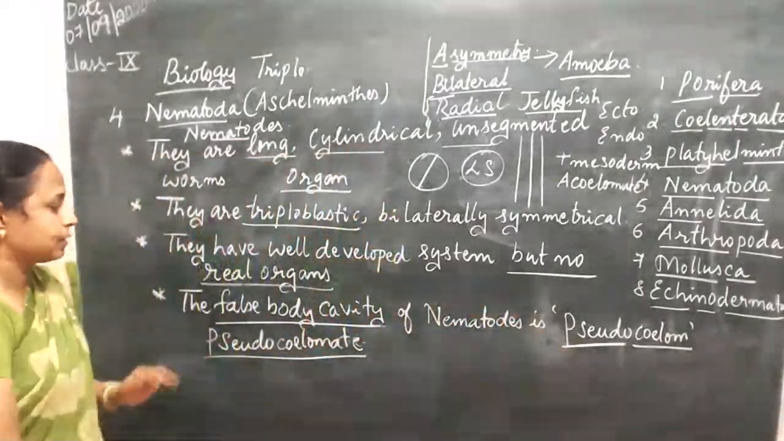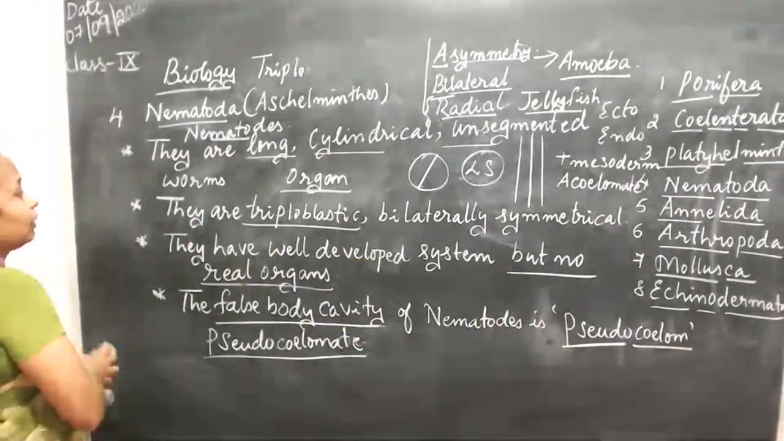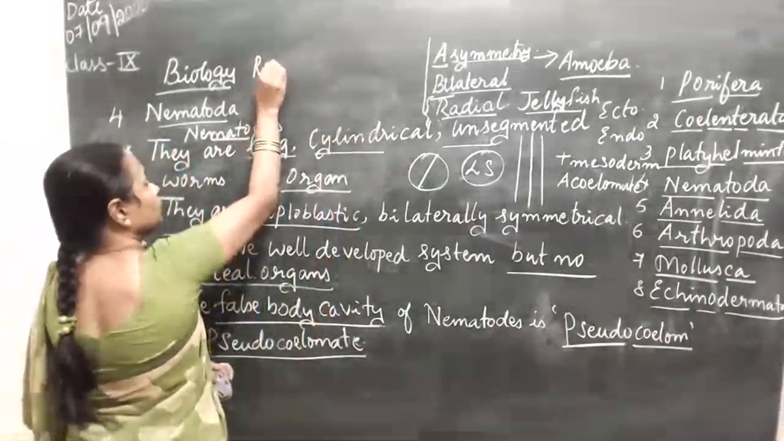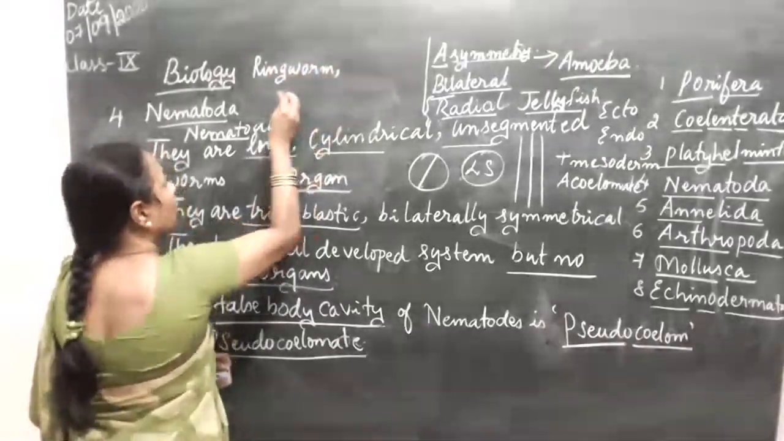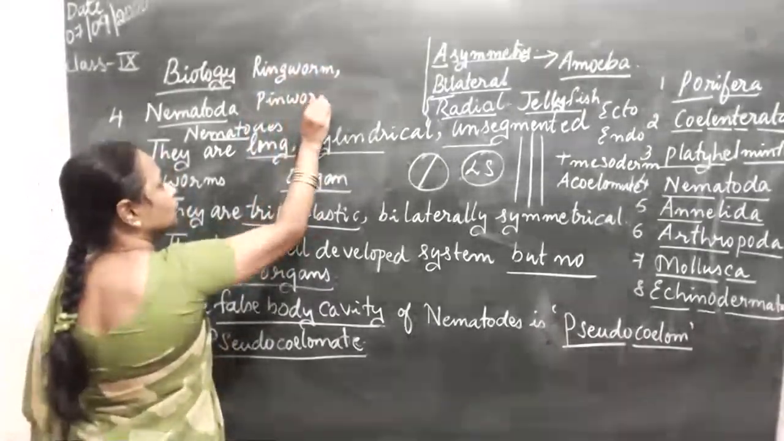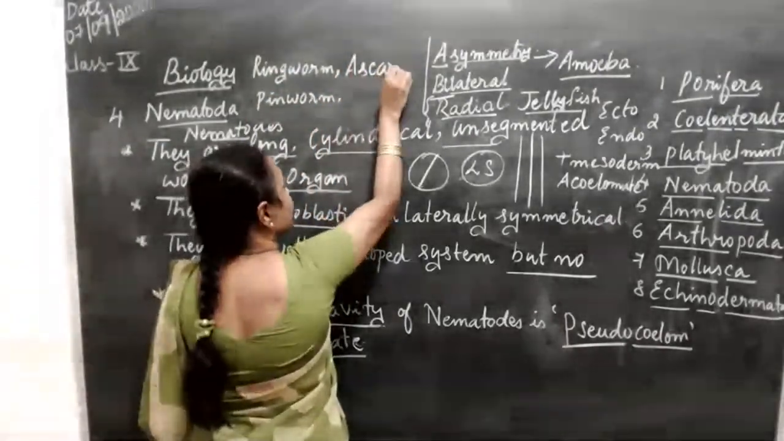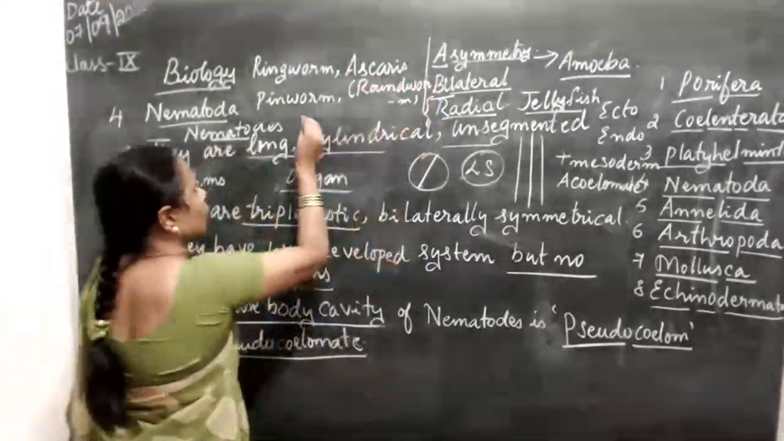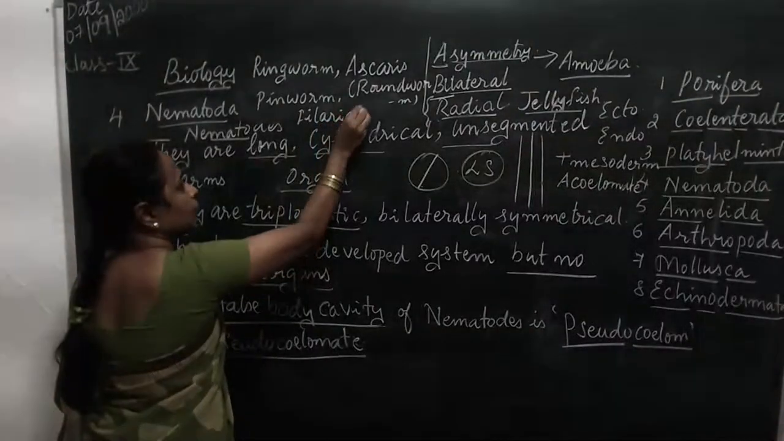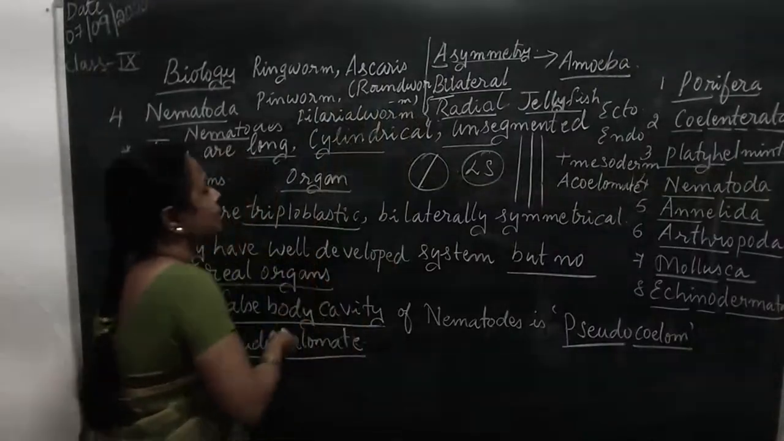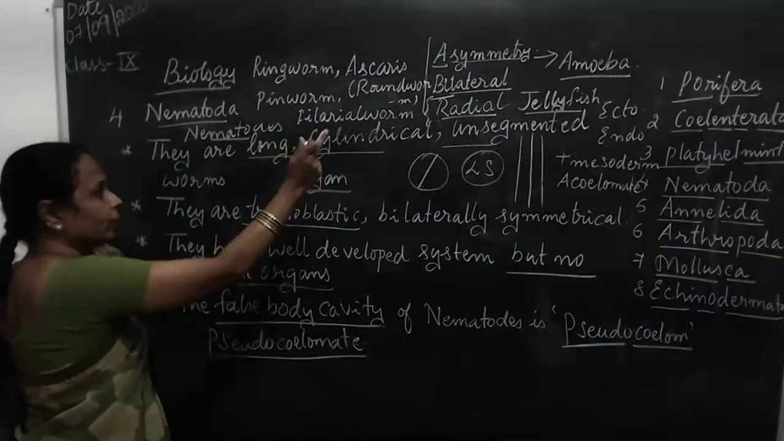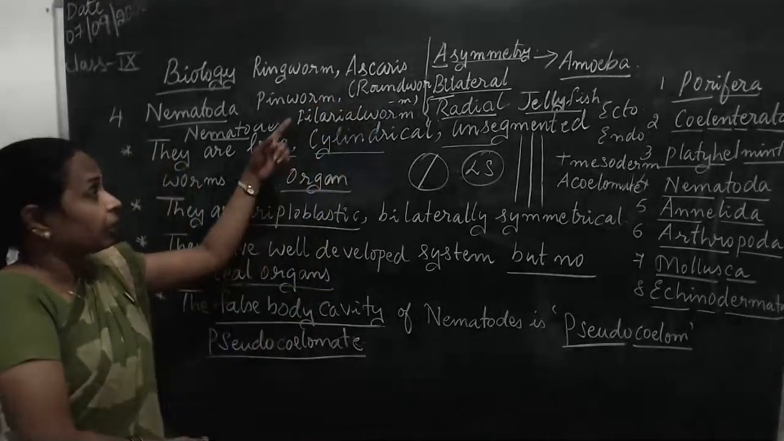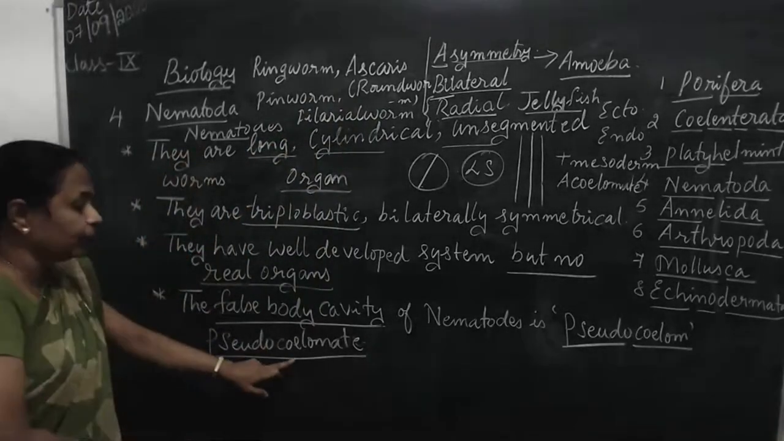If you are telling regarding the examples, okay, let me give an example and explain so that it can be clear for you. When you take the examples belonging to this group, that is ringworm, pinworm, ascaris. Ascaris is commonly called roundworm, and one more is filarial worm. I've given you four examples: ringworm, pinworm, ascaris, commonly called roundworm, and filarial worm. So I will say ascaris is pseudocoelomate. I'll take an example belonging to Nematoda, and I'm using the word coelomate.